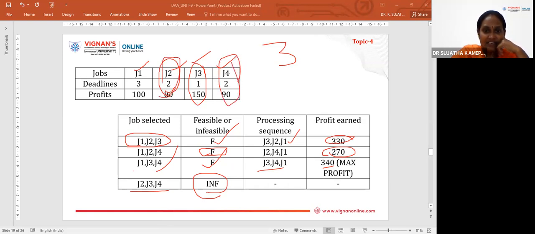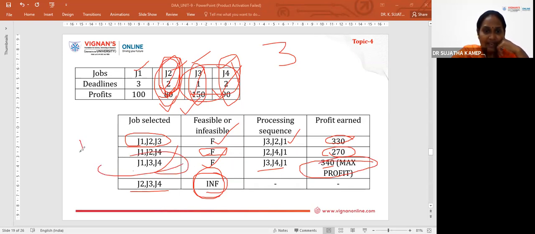If I select J2 again, the first slot is filled and the second slot is filled. He can wait up to 2 hours only. I need to complete his work in the first slot or in the second slot. But those 2 are filled with high profited jobs. So I cannot do it. So that's why this becomes infeasible. Out of these 3, since this gives maximum profit, this becomes the solution.